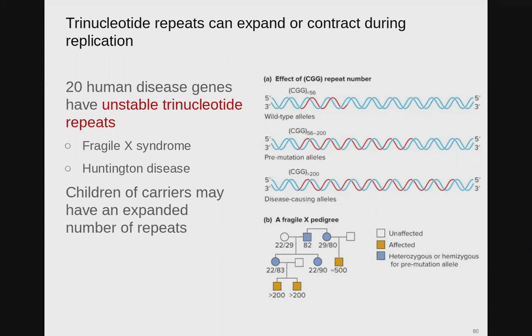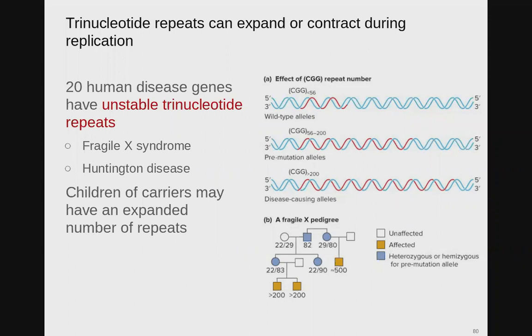Now, a couple of these include Fragile X syndrome, and we've mentioned Huntington's disease over time. It's kind of interesting, children of carriers also might have an expanded number of repeats. And there seems to be, for at least these two diseases, the more of these random repeats you have in the gene of interest, the worse your disease is. So in this case, we have the CGG, there's 56 of them in wild type. In the pre-mutation alleles, there's 56 to 200 repeats. And then finally, in the disease-causing alleles, there's 200 or greater.